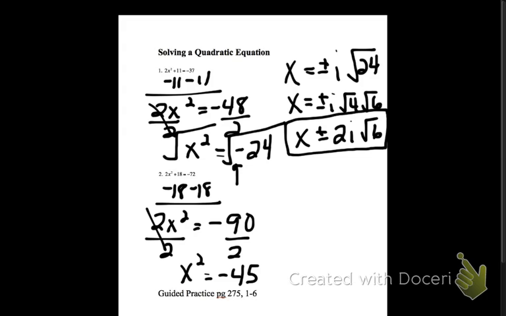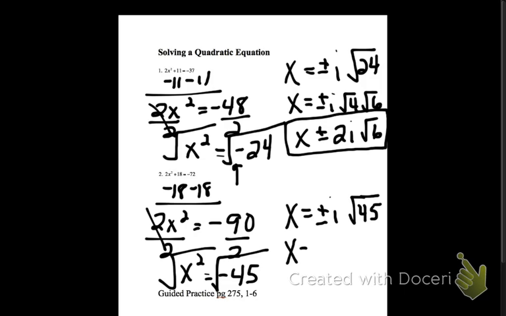I know I can handle real or imaginary solutions, so I can keep going. Square root both sides. x equals plus or minus i root 45. I can continue to simplify root 45. x equals plus or minus 3i root 5. Two solutions, again, both are imaginary.